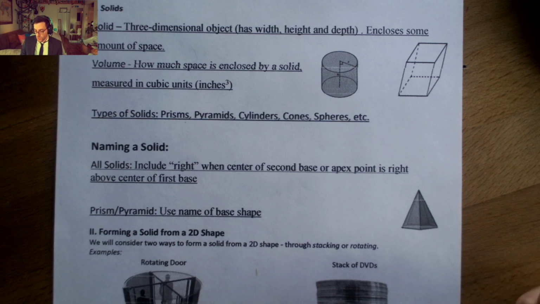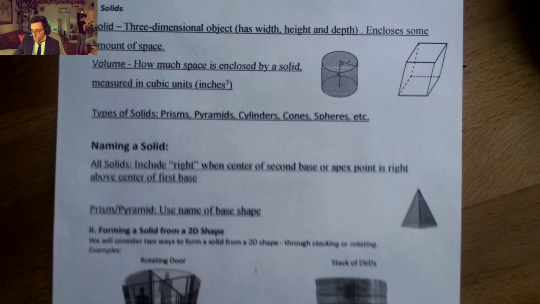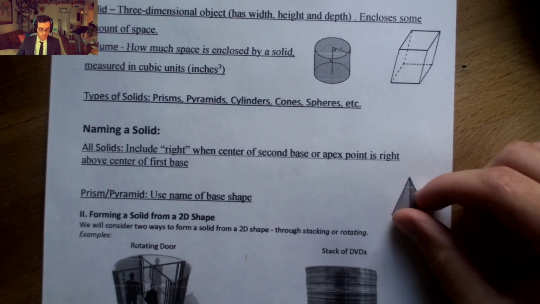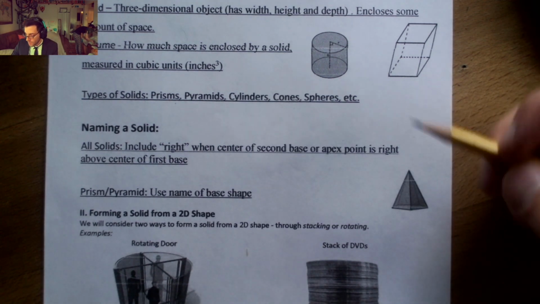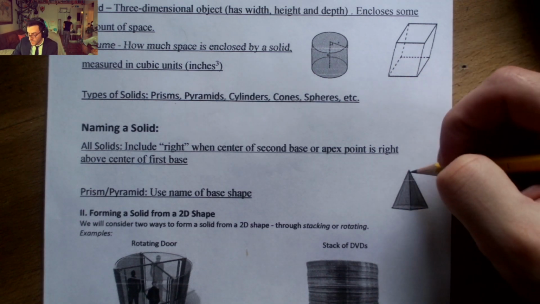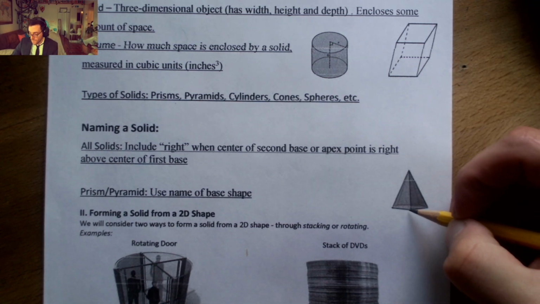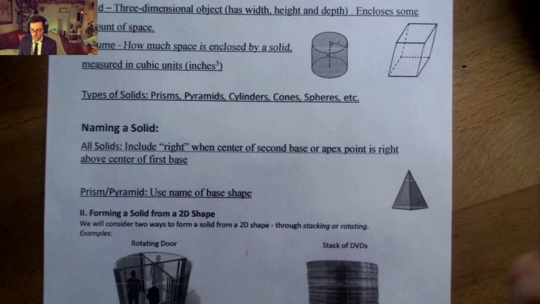The next thing I would like to do is talk about one of the ways that we go ahead and name some of these figures. One thing that we can say about all solids, we include the right when the center of a second base or apex point is right above its first base. When we have specific names for these figures, what this definition is trying to say, when we have nice convenient naming, oftentimes we're going to see the center of the second base, like for instance this cone, is going to be right above or perpendicular to the base, so it's central.